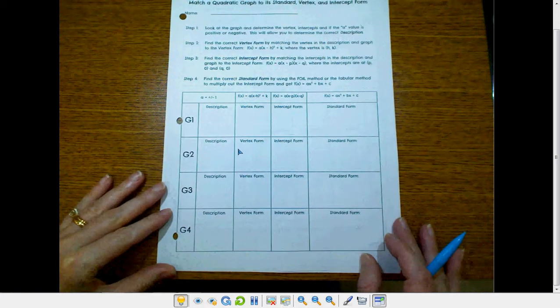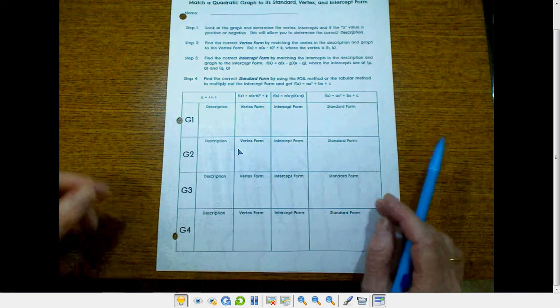Okay, so this is just a quick matching activity where we're going to have some quadratic graphs. So it's y or f of x equals x squared plus bx plus c. It's going to be in the shape of a parabola, and you're going to match it to its standard, vertex, and intercept form. So let's go through the directions.